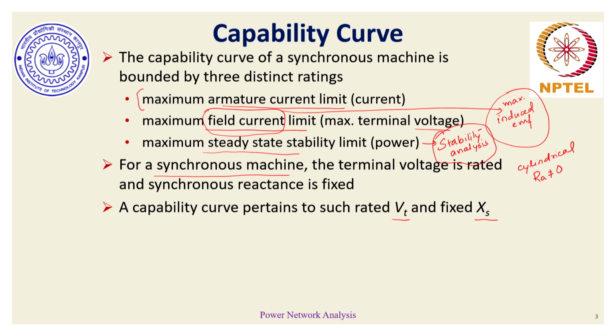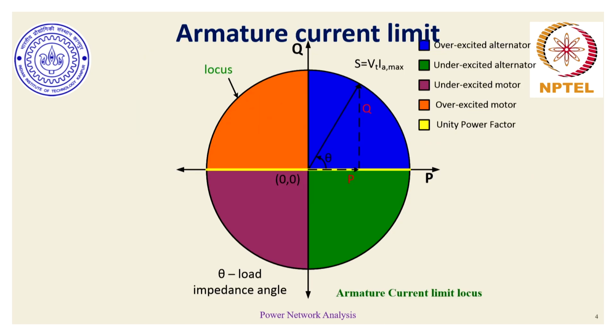This limit pertains to a fixed terminal voltage. There is no need for synchronous reactance while defining this locus, because the maximum armature current limit indicates the maximum amount of armature current per phase which can flow in the stator winding. If Ia max is the corresponding maximum armature current limit and Vt is the specified terminal voltage at which the machine is supposed to operate, then the apparent power that can be handled by the synchronous generator will at best be Vt into Ia max.